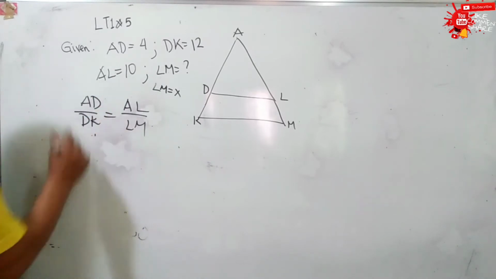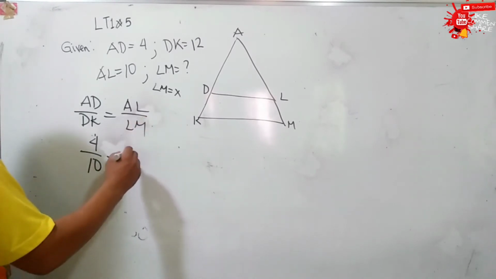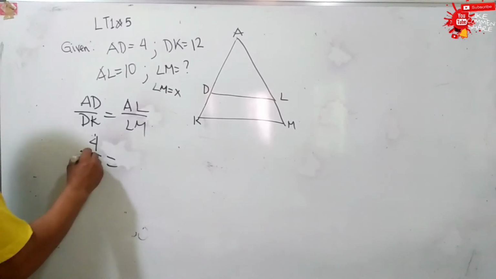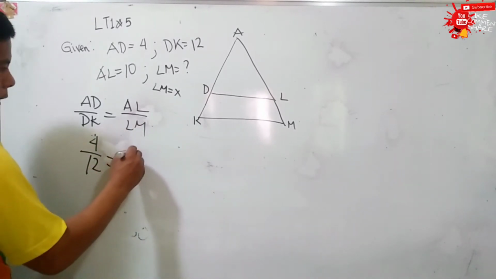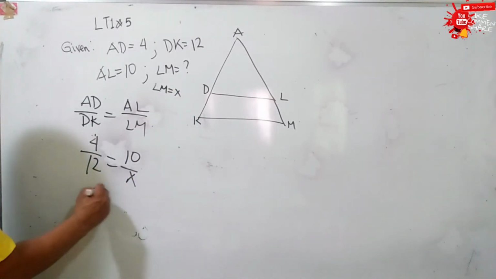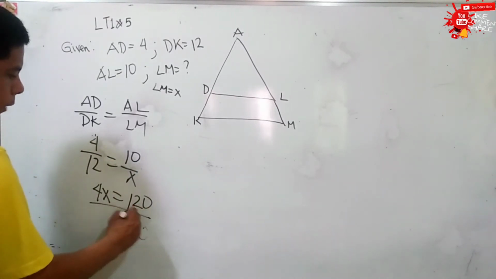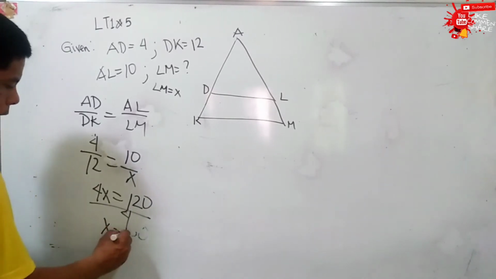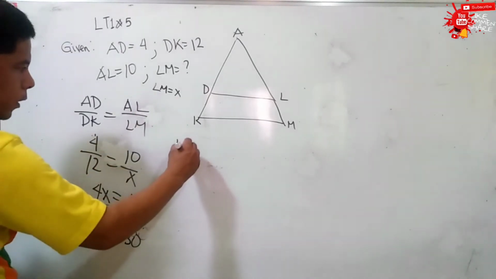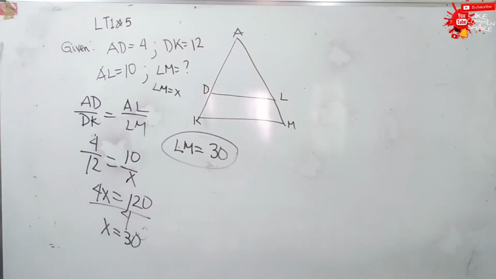Okay, substitute natin. AD is 4, DK is 12, AL is 10, and LM substitute natin, so that is x. Cross product, so that is 4x. 10 times 12 is 120 divided by 4, x equals 30. So, alam natin na ang x daw ay equal sa LM, so our LM is equals to 30. Okay?